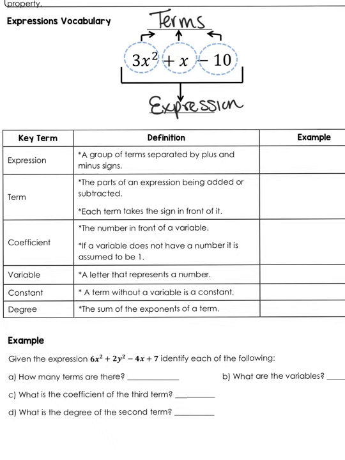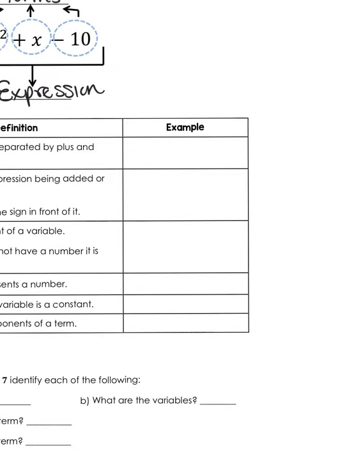Our next vocab talks about some of the smaller parts, some of the finer details. So a coefficient is the number in front of a variable. And if a variable does not have a number, the coefficient is assumed to be 1. So if we look at our example here, my expression says 3x squared plus x minus 10. I'm going to highlight my coefficients. My first coefficient is 3. It's the number in front of x squared. I also have a variable here that just has an x, but I don't see a number in front. My coefficient here would be 1.